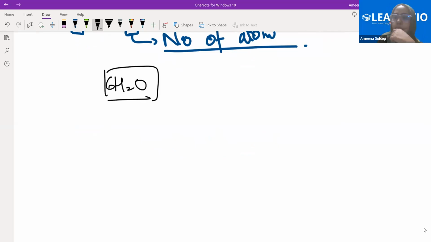What happens if I write it like this? What does it tell you? It has six molecules of hydrogen and two atoms. I could only hear till six molecules of hydrogen. What was the second part? And two hydrogen atoms. Or is it 12? You need to give me one answer. 12. 12? Yeah.